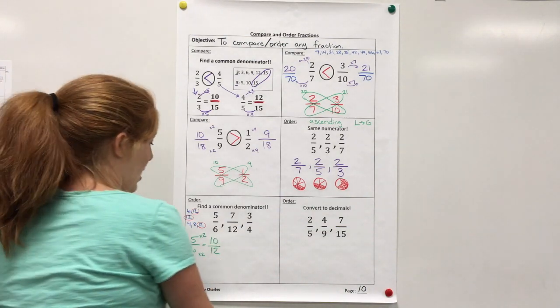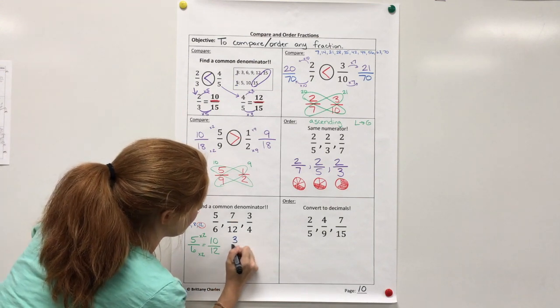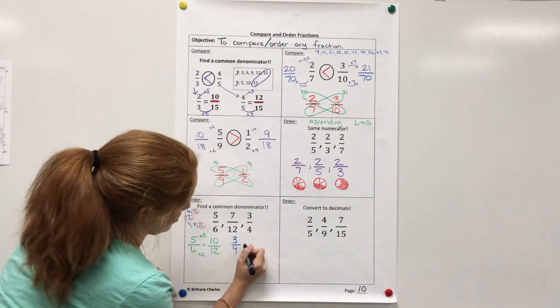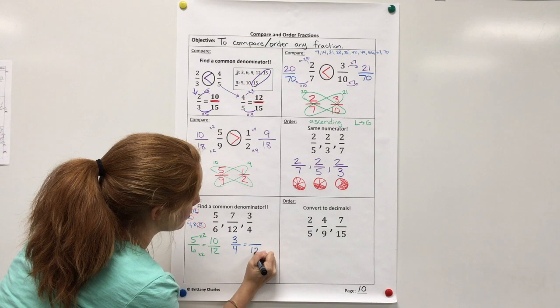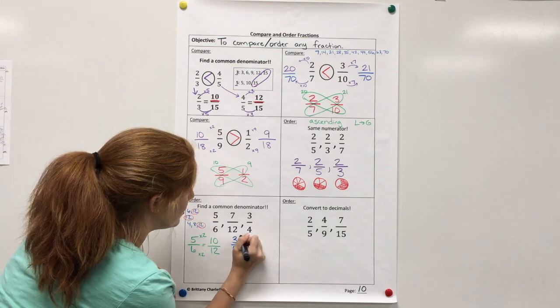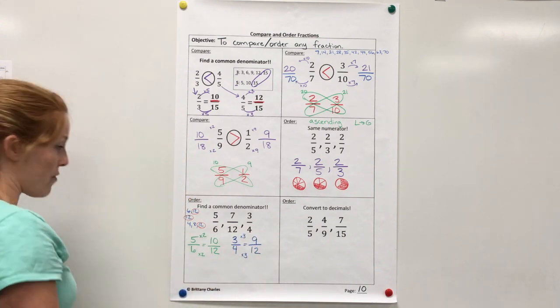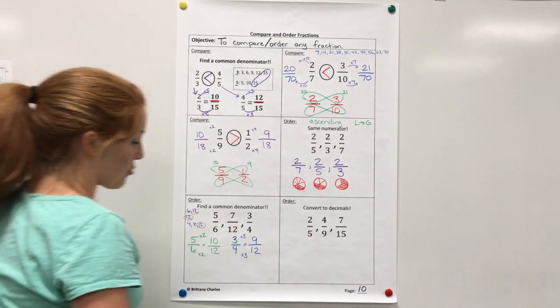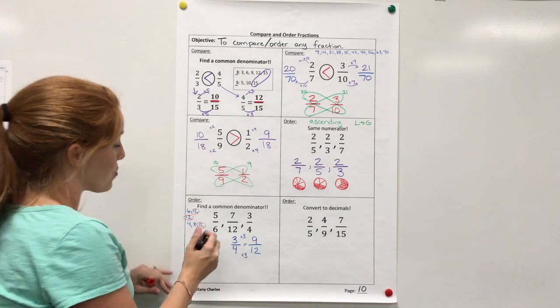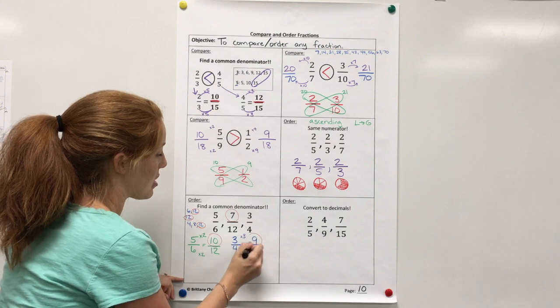Okay, and now I need to change 3/4 into 12ths. How do I get from 4 to 12? Times 3. 3 times 3 is 9. So now, if I look at these, I have 12ths in all three fractions. So I'm going to compare the numerators. I've got 10, 7, and 9.